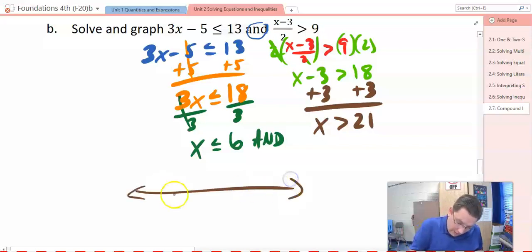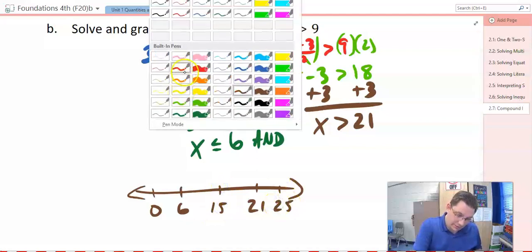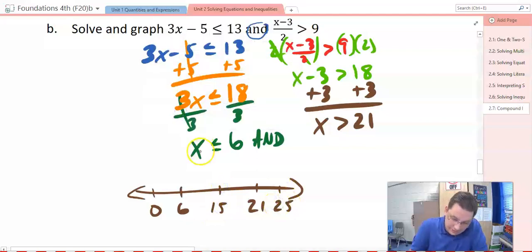Watch what happens when we graph this. Now I told you there's going to be special cases, right? So 0 to the left, 6 in the middle, we can do 15 there, right? And then 21, so let's go 25. Think about the two pieces here, right? So I've got my first one in green. x is less than or equal to 6. Well, so that's a dot at 6 shaded towards what? Towards 0, because 0 is less than or equal to 6.